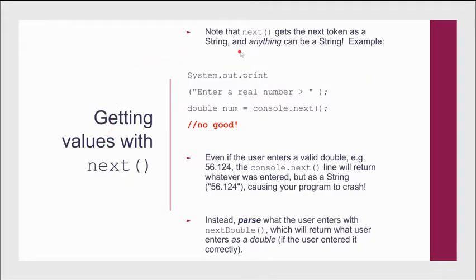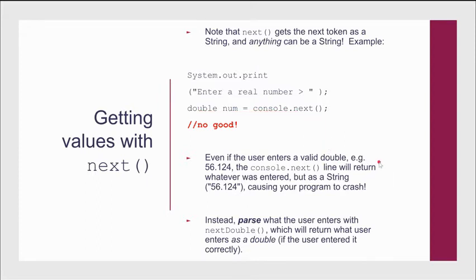Note that the get method takes the next token as a string, and anything can be a string. In this example, we've prompted the user for a real number, and we've captured the data with next. But remember, next returns a string, and you can't store a string in a double. So this statement would be no good. The compiler will flag this as a compile time error.